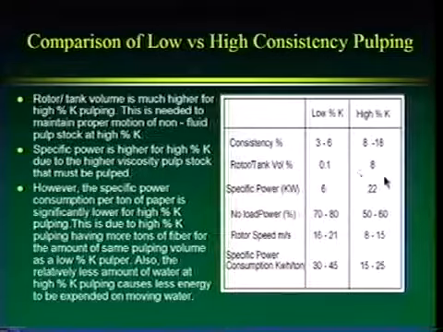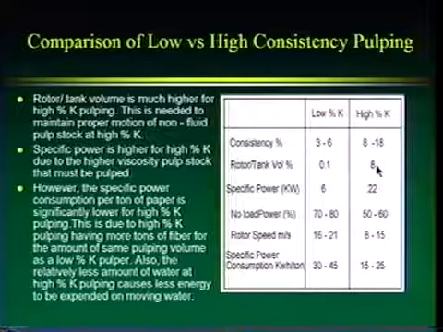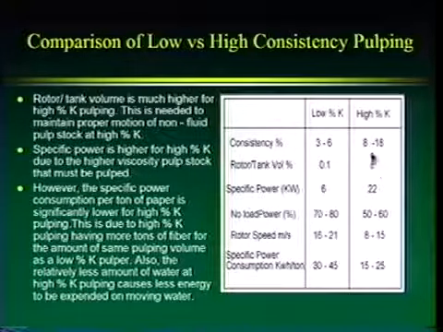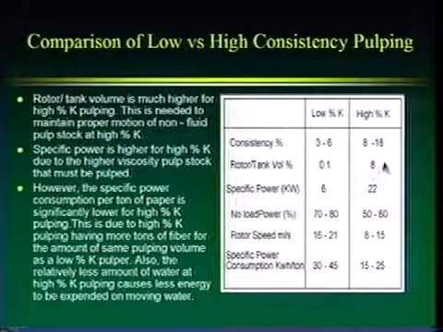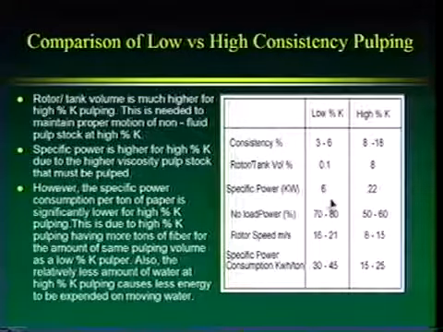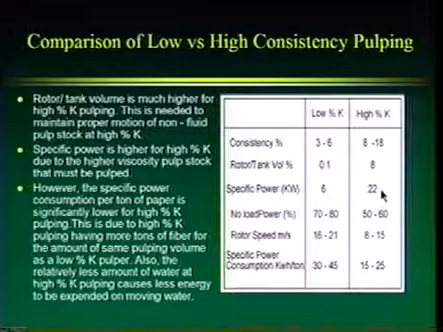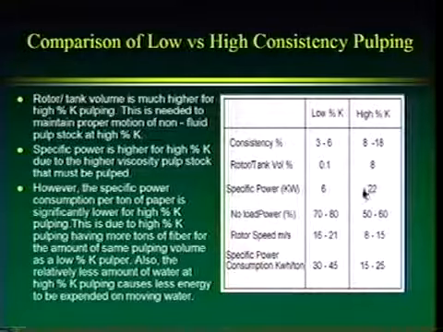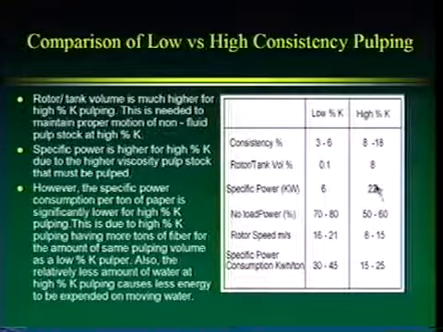For the high consistency pulper, because the material will not flow by itself, and because the material is so viscous, we need to have a much larger rotor that can grab pulp from the different areas of the pulper and agitate it. So what you notice is that the high consistency pulper has 8% of its volume taken up by the rotor. Now, the specific power, that's the power to run the pulper, is 6 kilowatts for low consistency, and it's 22 kilowatts for high consistency. It's much higher because the high consistency pulper has to do more work to move and agitate the higher viscosity material.